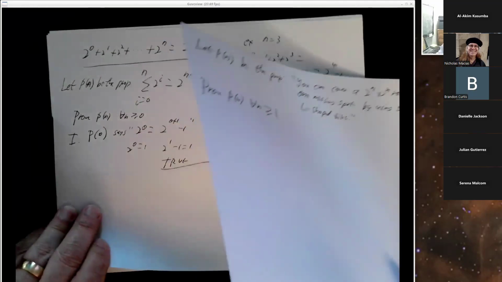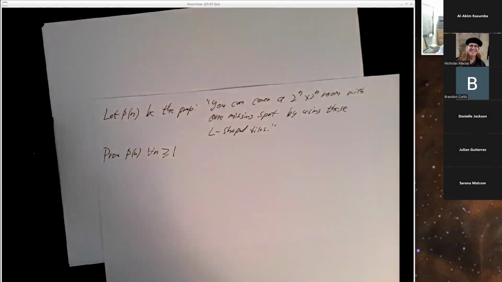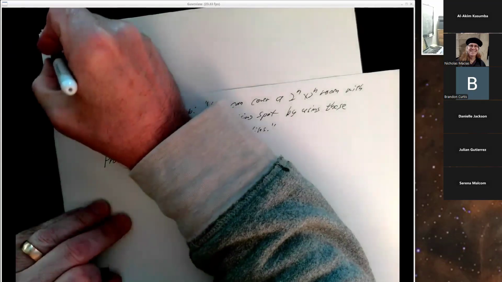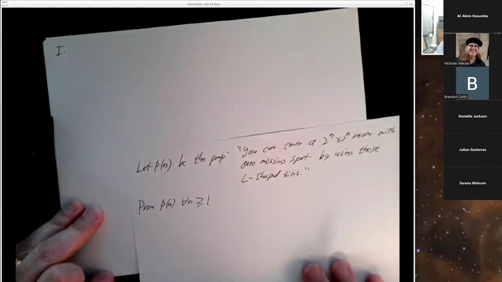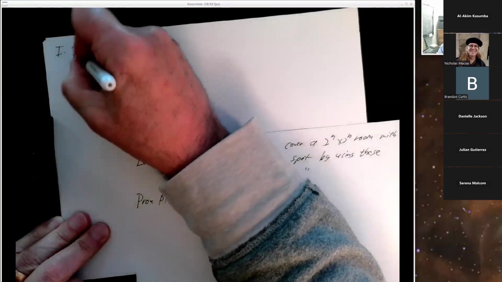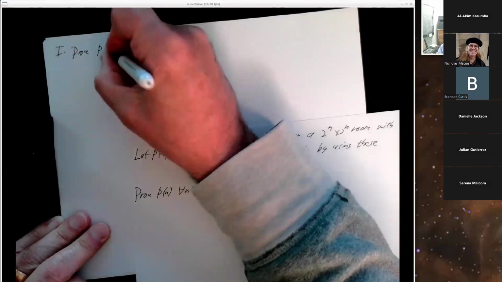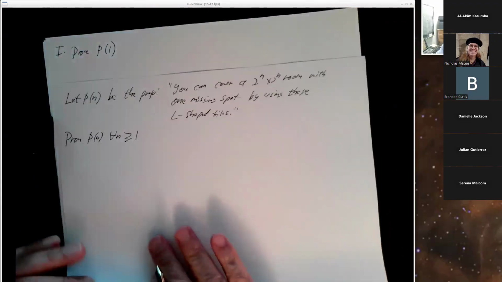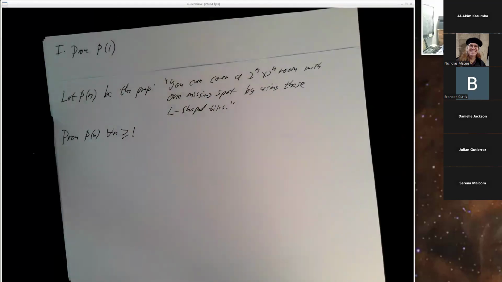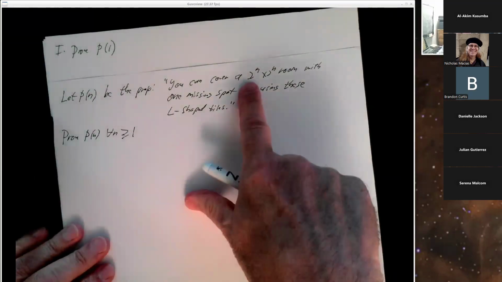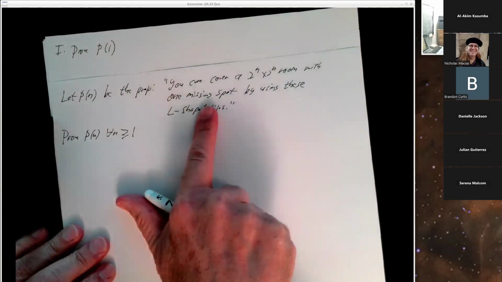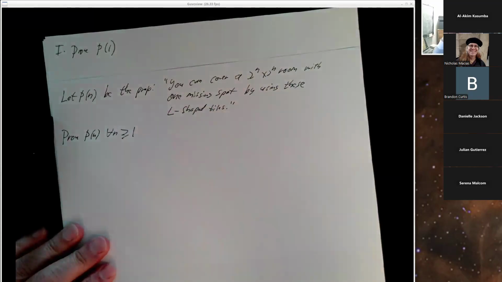So the first thing we need is a base case. And let me put this over here. So the base case is to prove P of 1. Okay, what does P of 1 say? It says if I have a 2x2 room with one missing spot, I can cover it using these L-shaped pieces. Is that true? 2x2 room with one missing spot. Can I cover it with these L-shaped pieces?